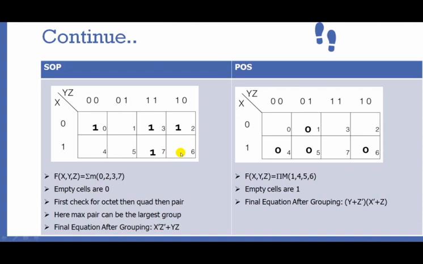So before grouping, we learned some rules. First check whether an octet is present. An octet is a group of 8 ones. Then check for a quad. It is a group of 4 ones. Then check for a pair. So we cannot find 8 ones and 4 ones, so we'll go for a pair. We can see 2 pairs over here.